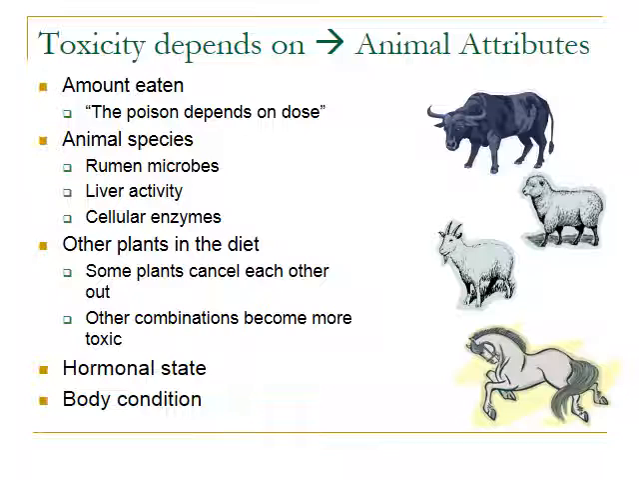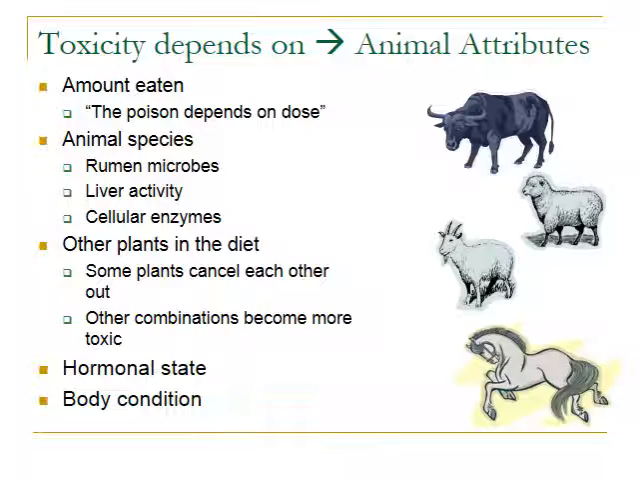The species is important. Species vary by the kinds of microbes they have, their level of liver activity, the kind of cellular enzymes they have. All of those attributes that make up the species of the animal can influence whether a toxin is deadly or not to an animal. So for example, we have sheep that might be more tolerant of a toxin than cattle.